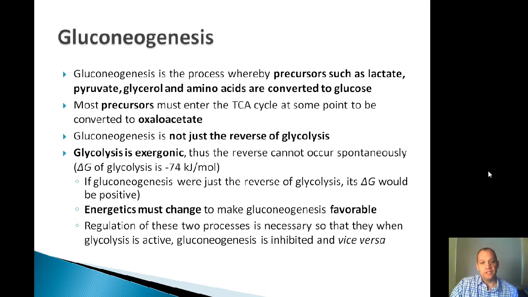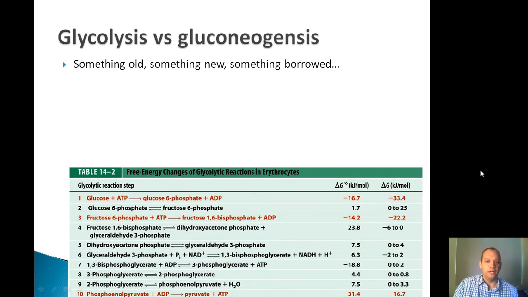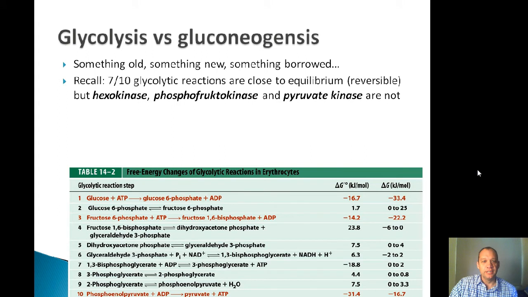And the regulation of these two processes is of course also necessary, so that when glycolysis is active, gluconeogenesis is inhibited and vice versa. So how do we change the energetics of the process and allow regulation of both of these processes? Well, of course, there are certain reactions which will be common to both glycolysis and gluconeogenesis, but we will require some new enzymatic reactions in order to bypass some of the glycolysis steps. So gluconeogenesis will basically be something old, something new, something borrowed, nothing blue, unfortunately.